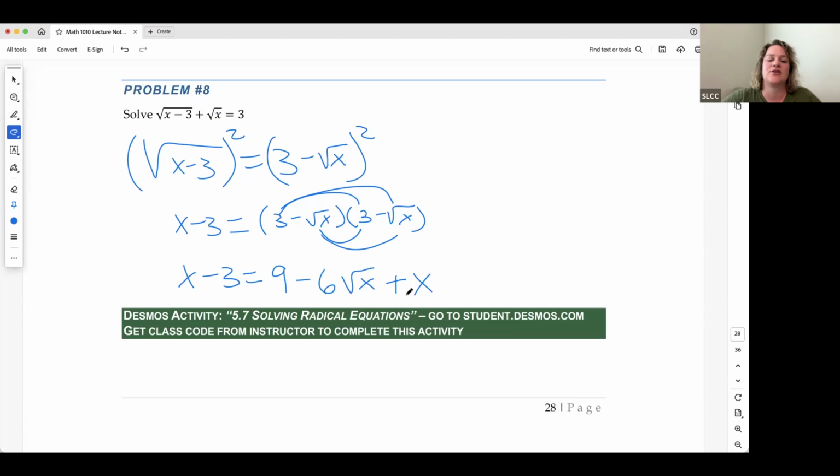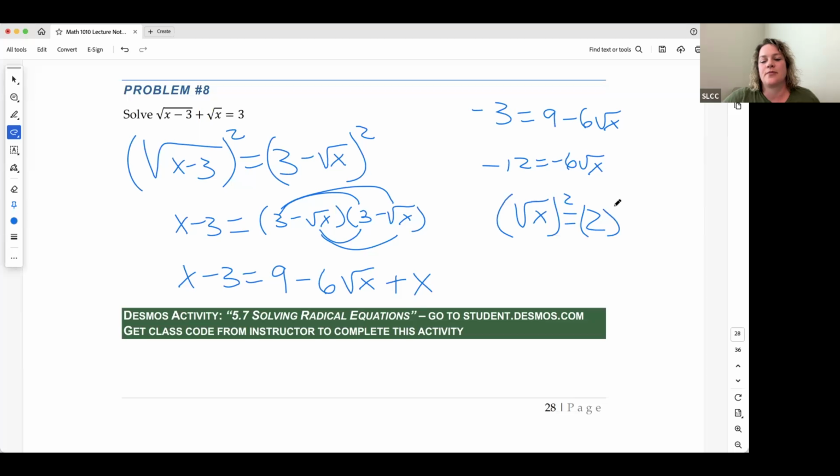Okay, let's combine all the like terms. So I can subtract x from both sides, and that adds to 0. So -3 equals 9 minus 6 root x. Then I subtract 9 from both sides. So -12 equals -6 times root x. Then I divide by -6. So root x, because of that property of equality, I just switched them because I like the letters on the left. So -12 divided by -6 is 2. Okay, now I've isolated the root again, and I need to square both sides. So x equals 4. Awesome.